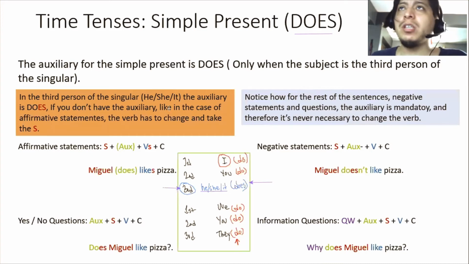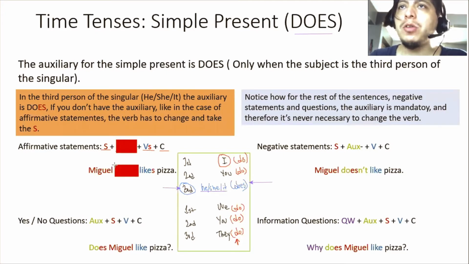In the third person of the singular, he, she, or it, the auxiliary does, if you don't have the auxiliary, like in the case of affirmative statements, the verb has to change and take the s. So this is one of the difficulties of the simple present. Let's check this part again. We have our subject. The auxiliary is normally not used in affirmative statements. We have the verb and we have the complement. Okay, we are not going to use the auxiliary.